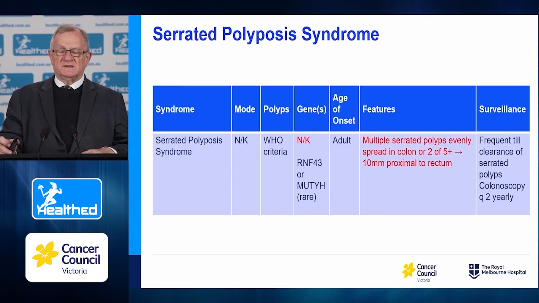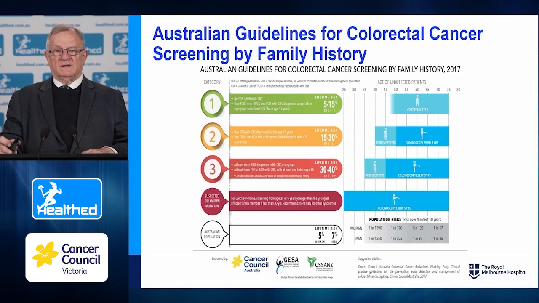So they need to undertake colonoscopic surveillance every 5 years from the age of 35. That's the relatives, first-degree relatives, whereas we need to keep the polyps under control with colonoscopies every 1 to 2 years in the affected individual.